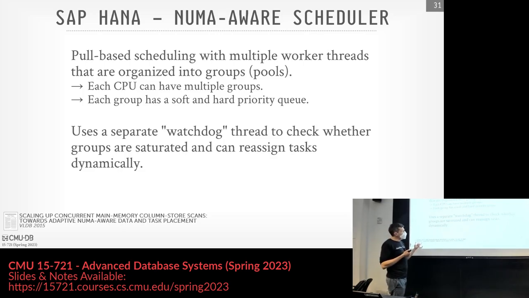And then there's going to be, I wouldn't call this a dispatcher, but a separate watchdog thread that hovers above everything else, wakes up every so often, looks at the status of these thread pools or thread groups, and can decide whether one is overutilized or underutilized, and can switch the balance of resources on the fly as needed.